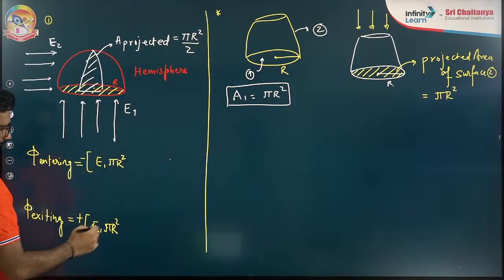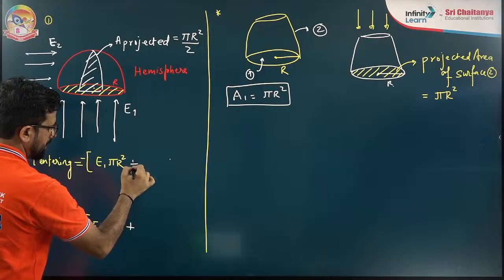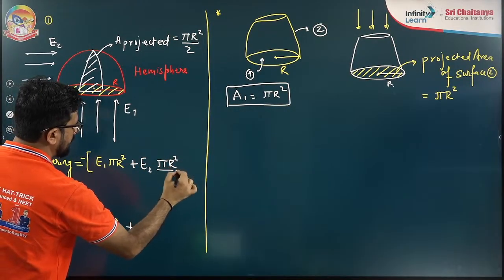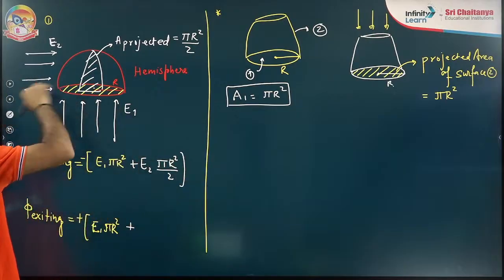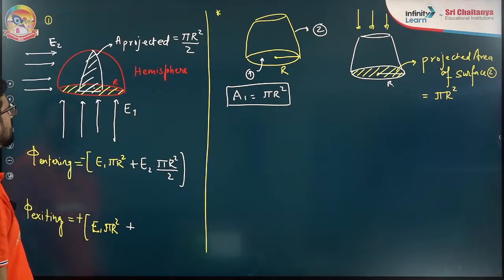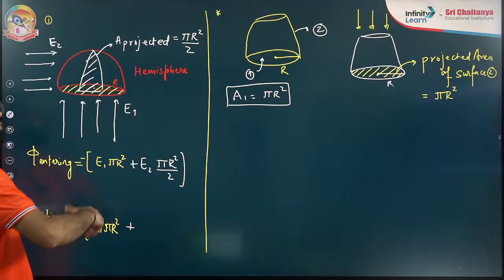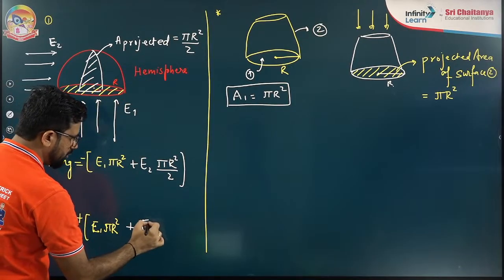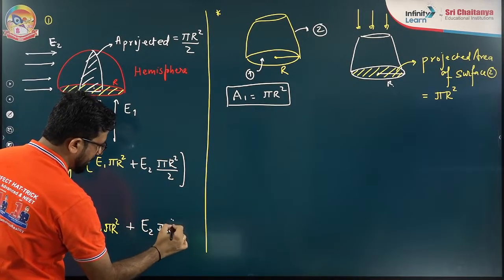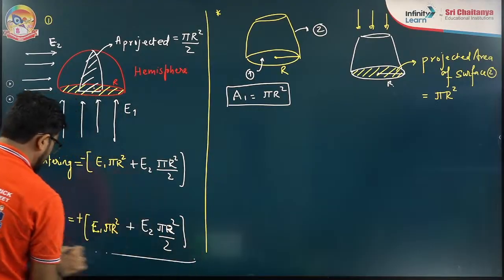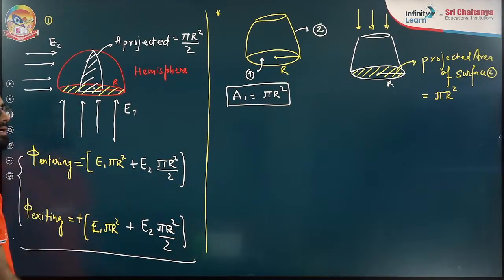Just multiply, and this is E2 into pi r square by 2. This is the flux entering due to E2. And similarly, exiting is also the same, you will write it with a positive sign, that is also E2 into pi r square by 2. Please tell me if this concept is clear to you or not.